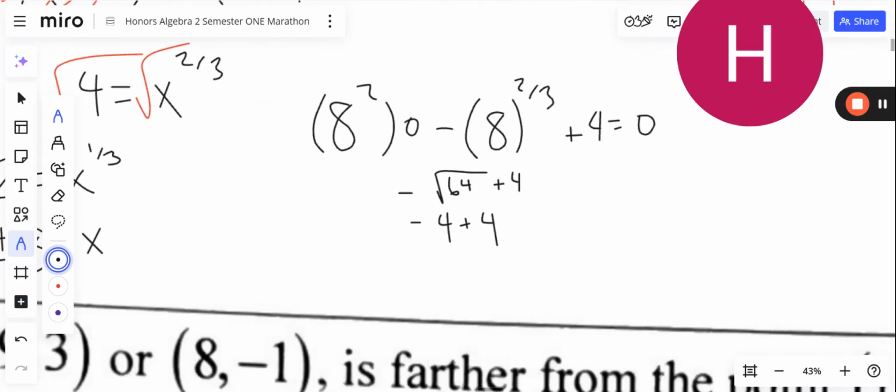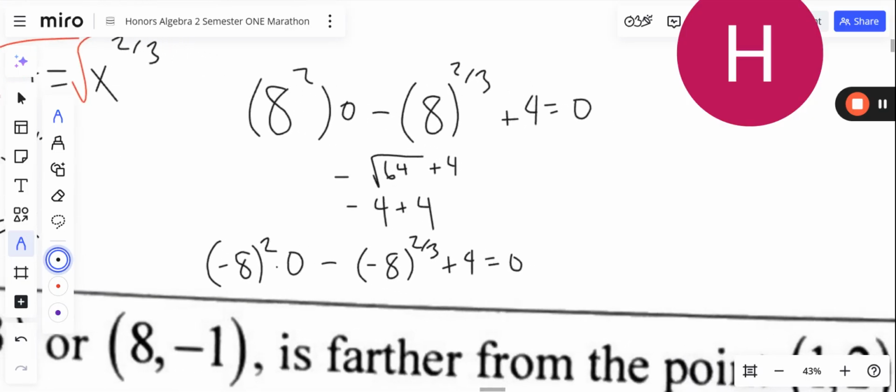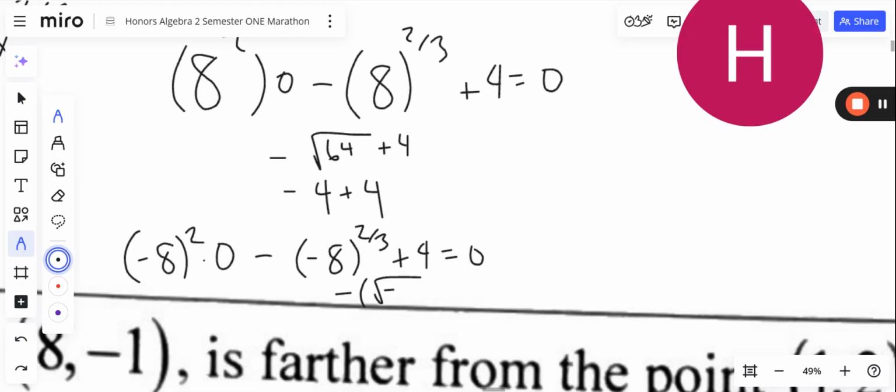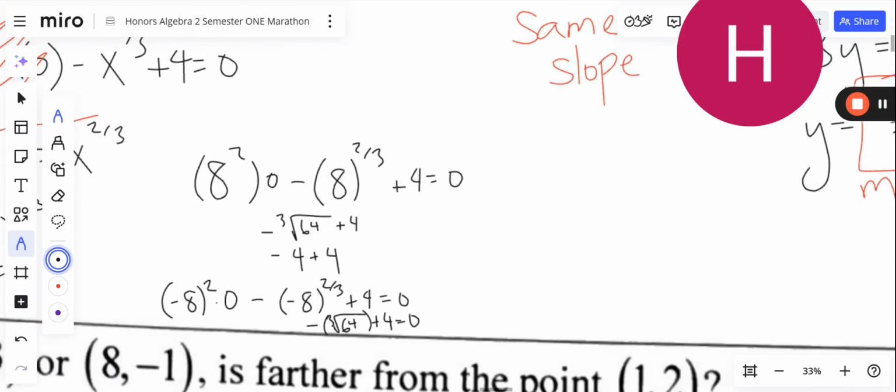Let's see if there's a problem with negative 8. It's possible there's a problem with negative 8. So negative 8 squared times 0. Again, that part's just 0, not really a big mystery. And then negative 8 to the 2/3 plus 4 equals 0. So this is going to be negative square root of negative 64. Oh, sorry, no, that's still a positive 64. So I guess it doesn't really matter if we use a positive or a negative there in the cube root, plus 4. And again, that just gives us negative 4 plus 4, which is 0. So these are totally fine.